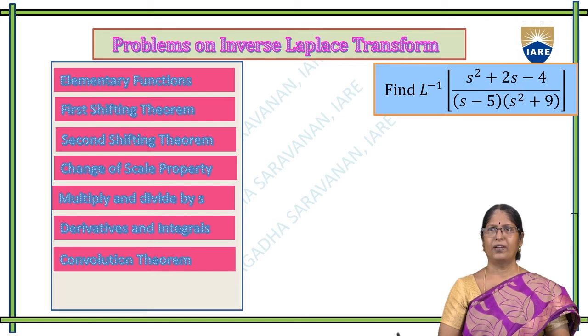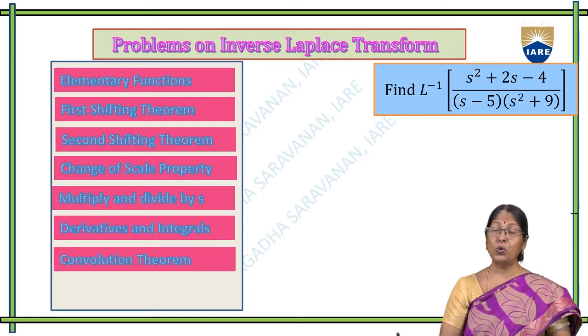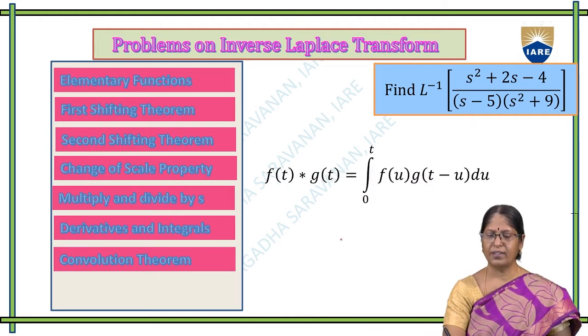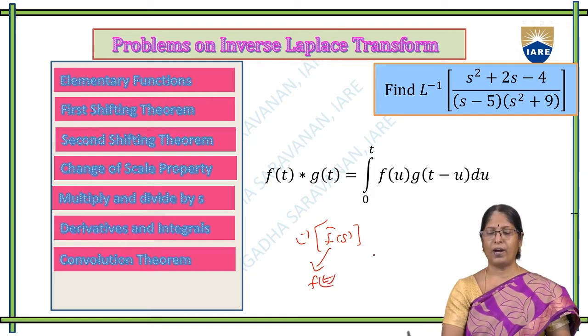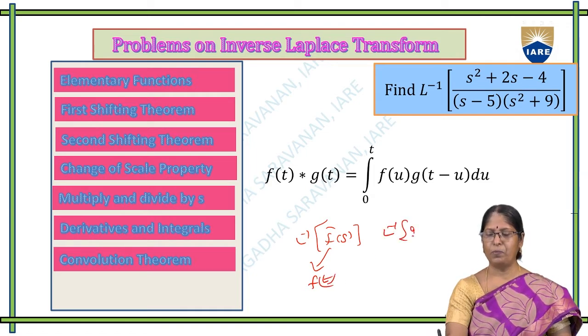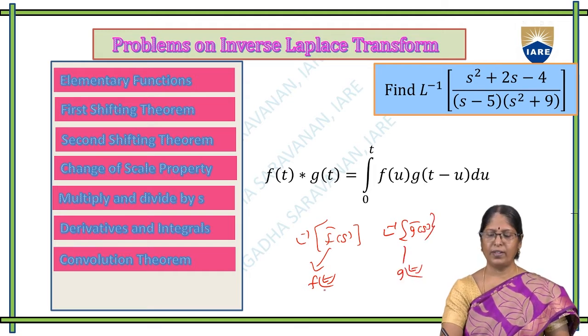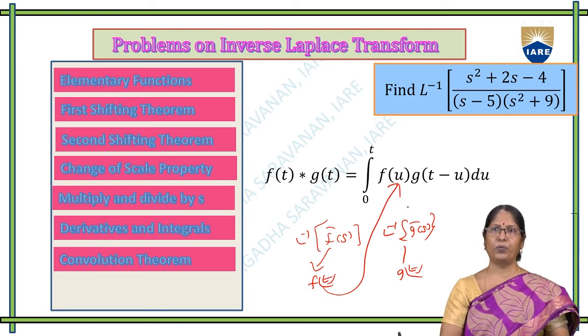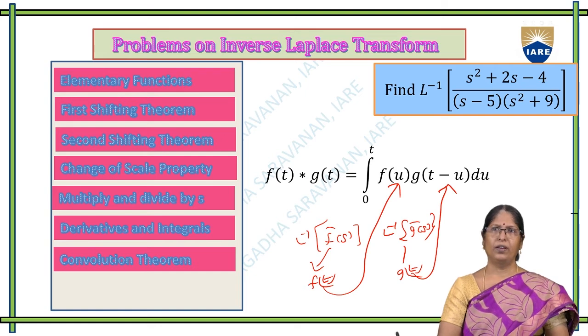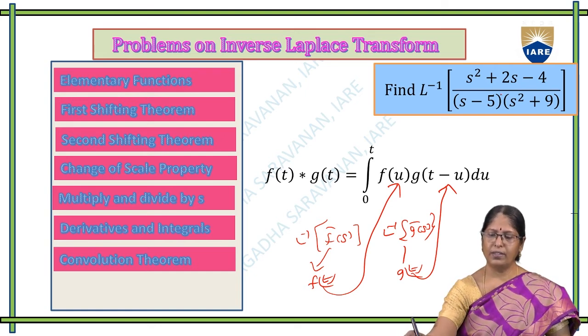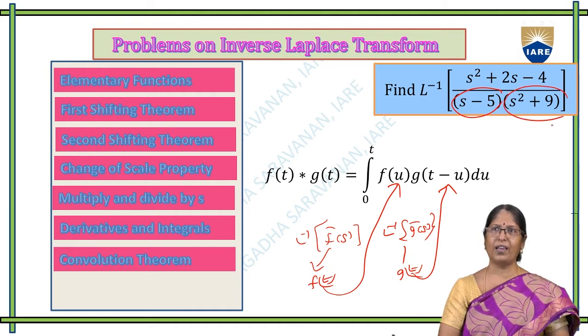Convolution theorem. That is, two functions we will assume. One part we will take as f bar of s, L inverse of which we will get f of t. Another part we will take as g bar of s, from which we will get g of t. In one, t is replaced by u, and in the other, t is replaced by t minus u. Yes, this possibility is there.